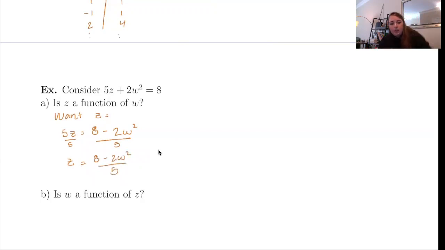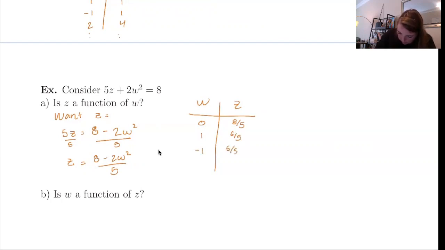Okay, and then if we wanted to, we could usually write our input first, w and z. So if w is 0, it's 8 over 5. If this is 1, it'd be 8 minus 2, which is 6 over 5. If it's -1, -1 squared is also 1, so it's 6 over 5, and so on. Those are just a few.